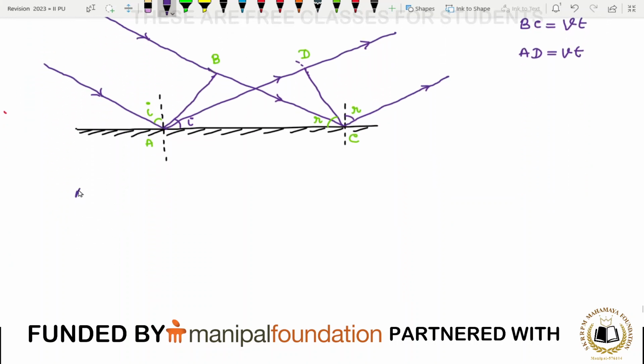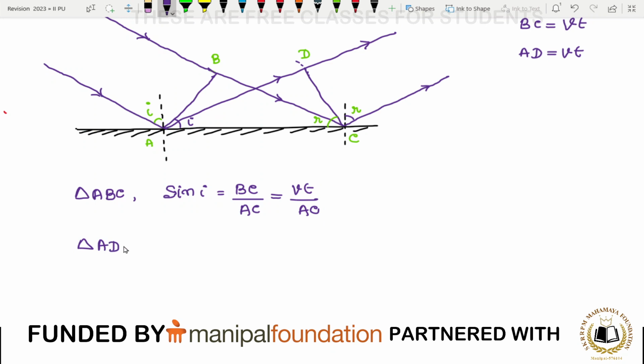Now triangle ABC. Sin I is equal to the opposite side. What is that? BC divided by what here? AC. Now what is the value of BC? BC is V into T, divided by AC. So sin I is your opposite side BC divided by AC.